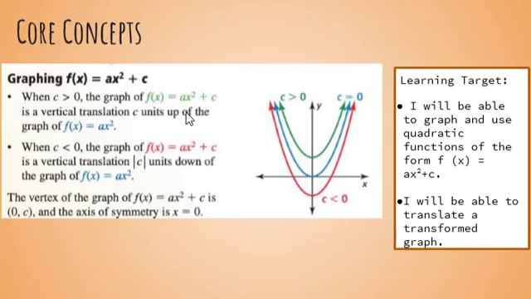So this plus c over here that we're in our core concept is going to either translate your graph up if it's positive or down if it's negative.